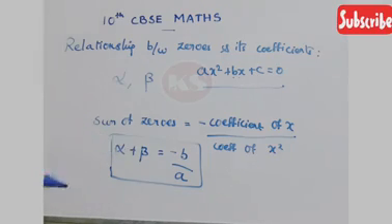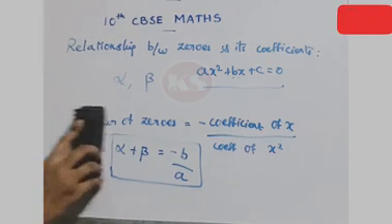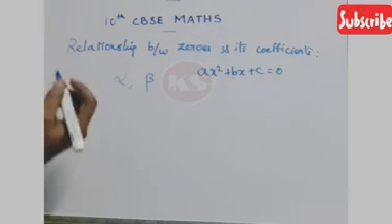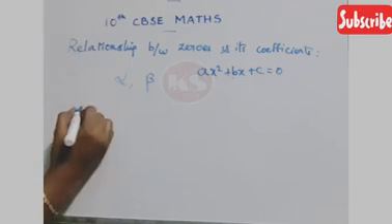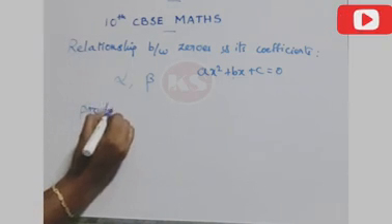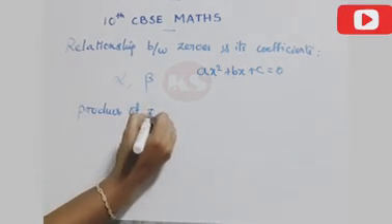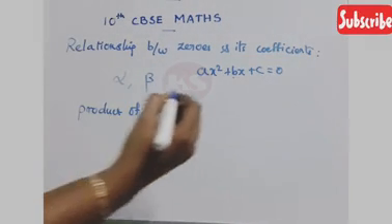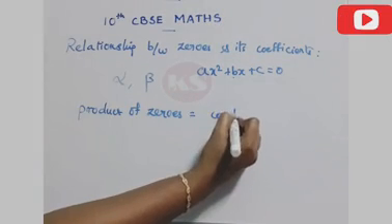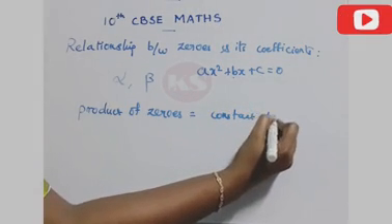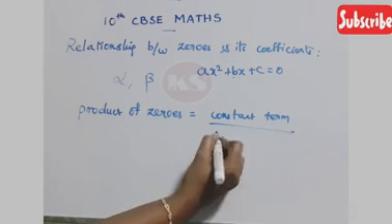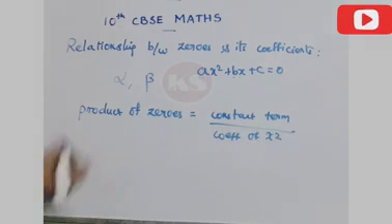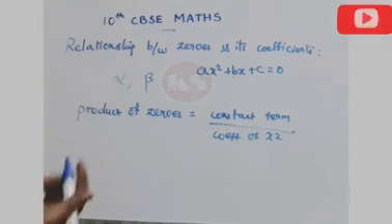Next, this is the sum of zeros. This is the one relation. Next, first we discussed sum of zeros. Now product of zeros. So product of zeros is equal to constant term divided by coefficient of x squared. So we are going to take the product of the zeros.